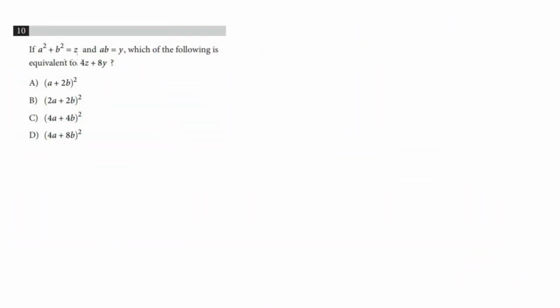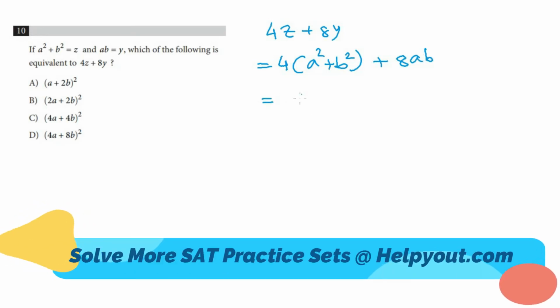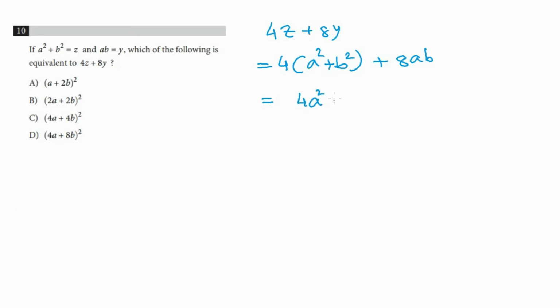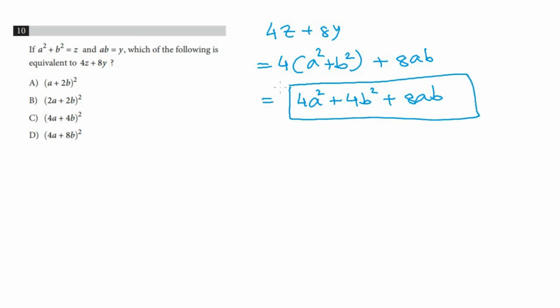For this problem, we have been given the expressions for z and y. So let's start by plugging them into 4z plus 8y. So it becomes 4 times (a square plus b square) plus 8 times ab. Then we expand this 4, so it is 4a square plus 4b square plus 8ab. So this is the expression we need. From these options, we have to find which expression gives this boxed expression.